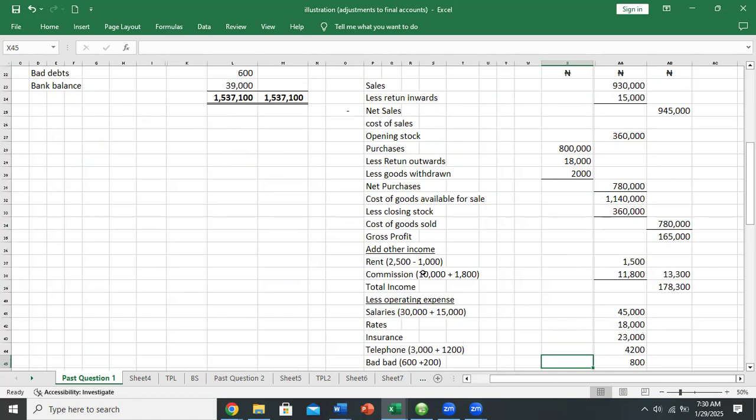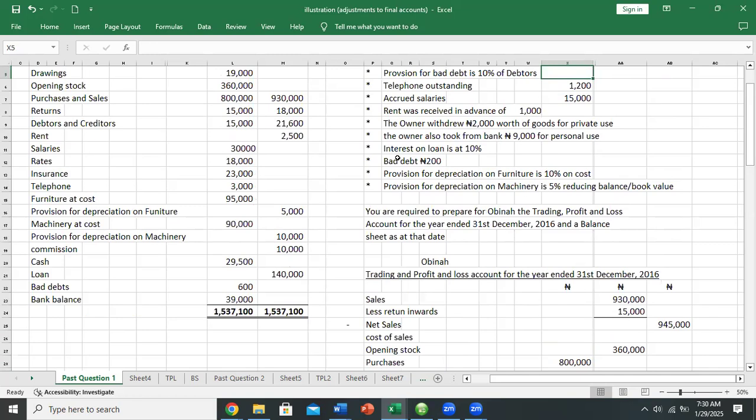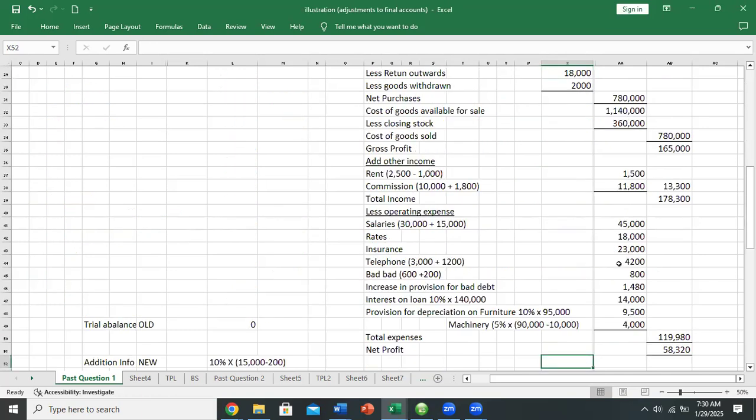Some of the income were prepaid, others were accrued. We less the prepayment or advance, and then we added the accruals. Then you do same for the expenses as well. Okay, you add the accruals, you less the prepayment. And when you come to the bad debt, if you see bad debt in the additional information, it is taken to your expenses, but check the trial balance. If you have some already there, you add the two. So in this question, we had bad debt 600 in the trial balance and 200 in the additional information. So we added the two together to have the 800 total bad debt.